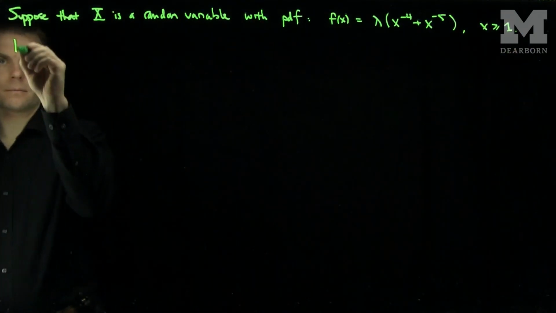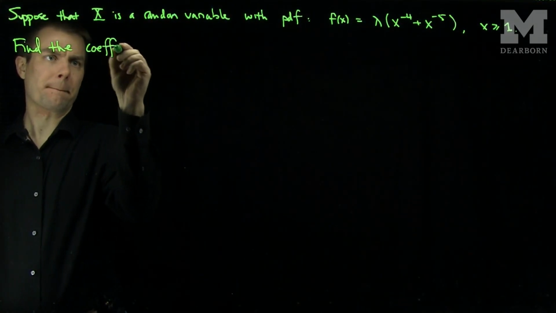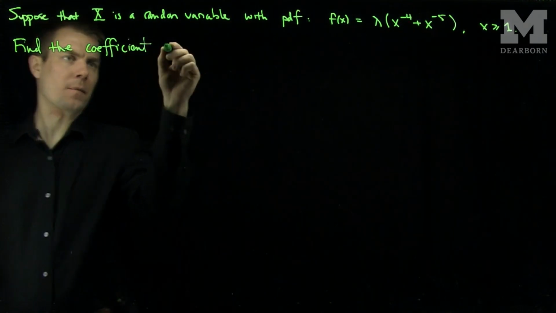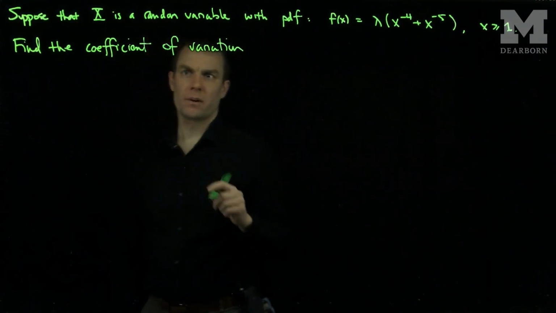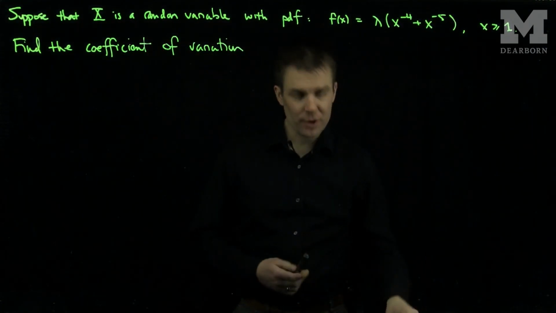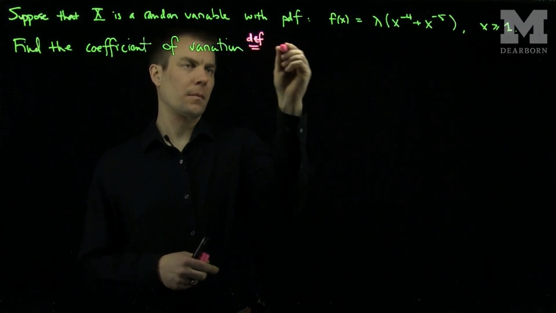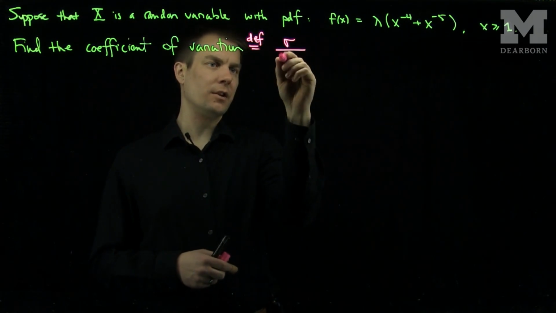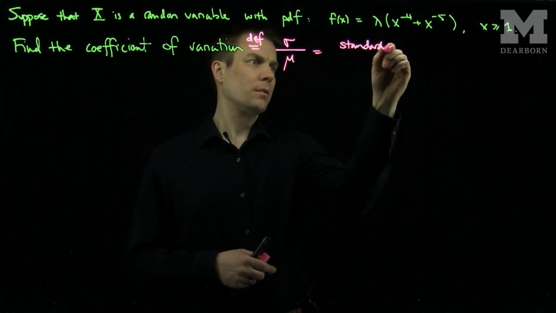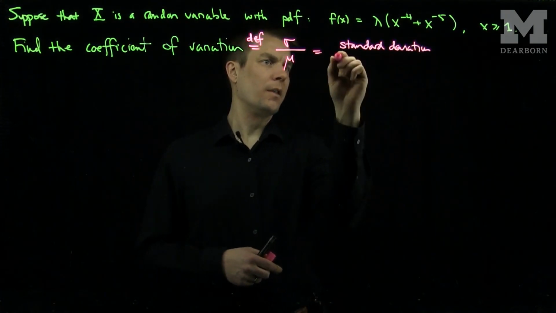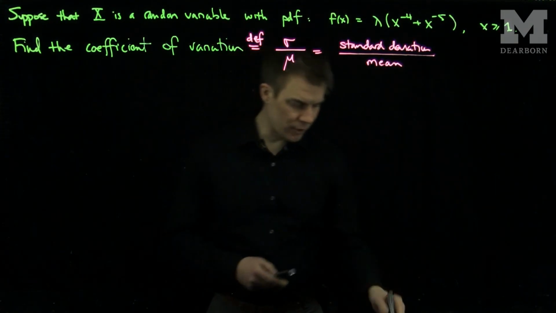Let's find the coefficient of variation of this random variable. By definition, the coefficient of variation is the ratio of the standard deviation to the mean. So the top is the standard deviation, and the bottom is the mean. That's the coefficient of variation.